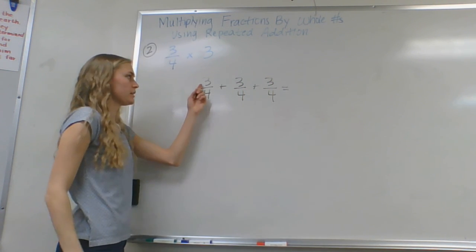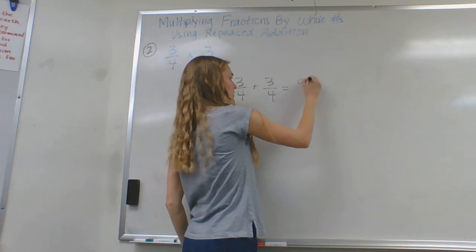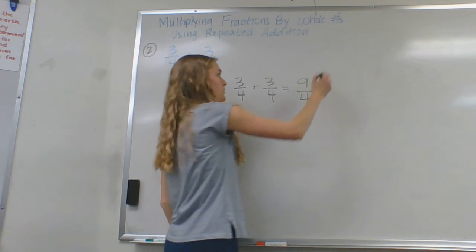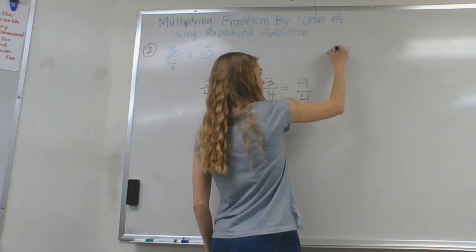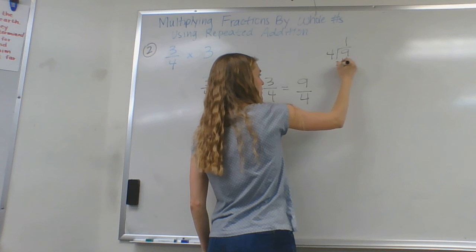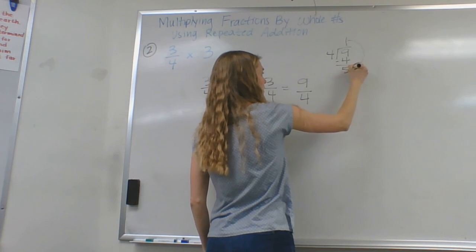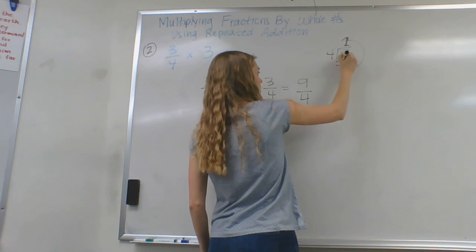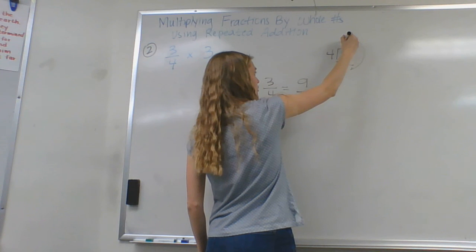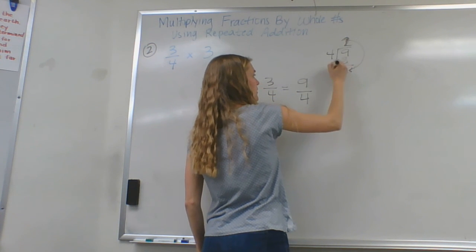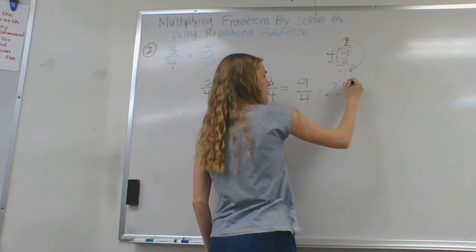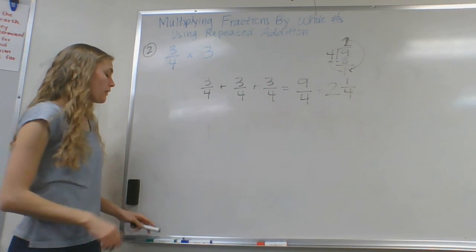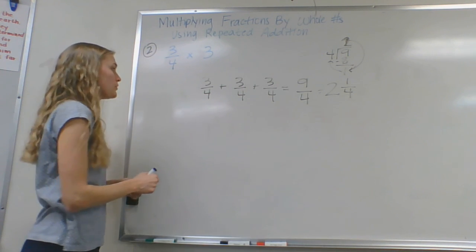So then we got 3, 6, 9/4. Which if we did 9 divided by 4, we get 2. So we get 2 and 1/4. We put that as a mixed number. Right now we're going to show that with our models.